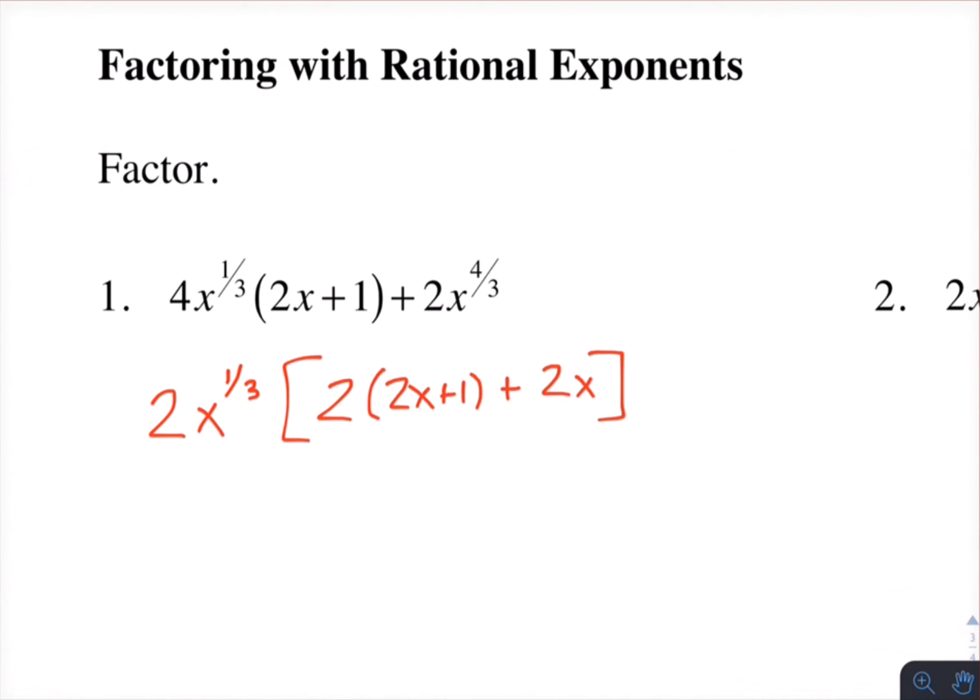But what I neglected is that I took out the 2 already. So it is just an x in there. So let's scoot that over. And now I just simplify what's in there. So it's 2x to the 1/3 times, that's 4x plus 2, so 5x plus 2.